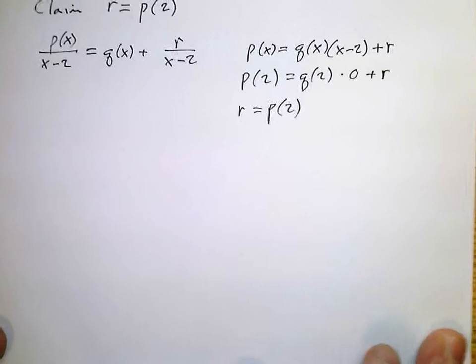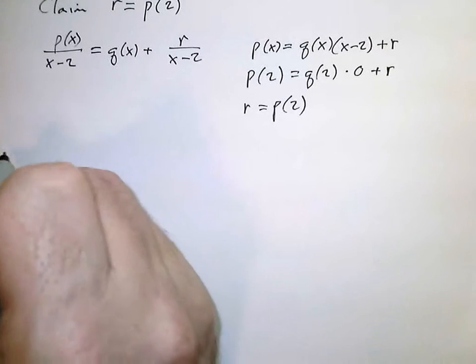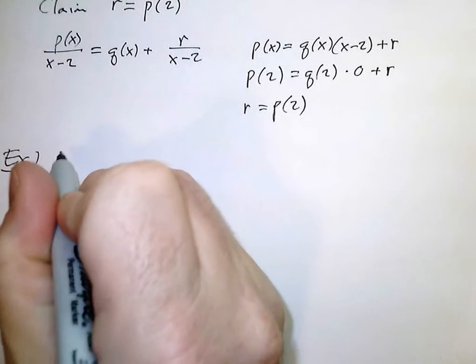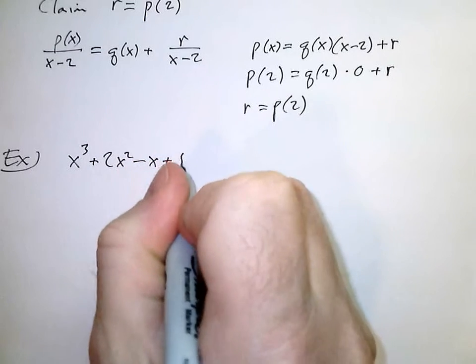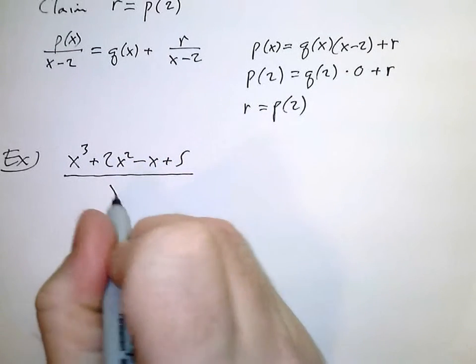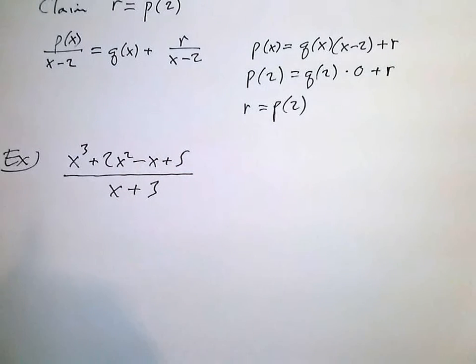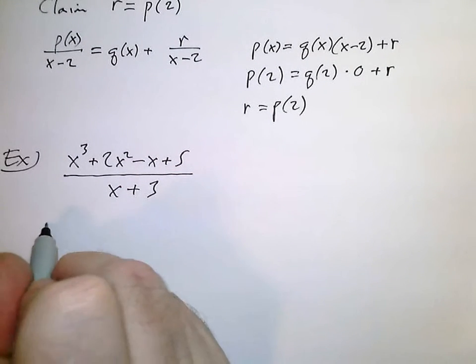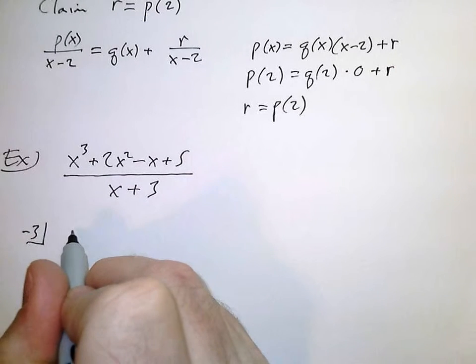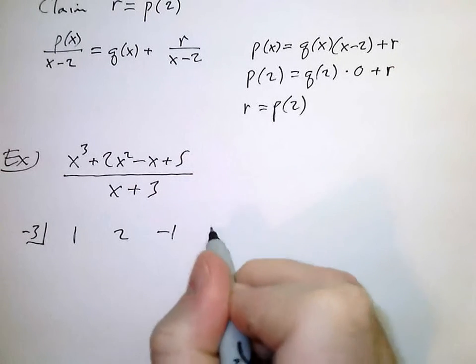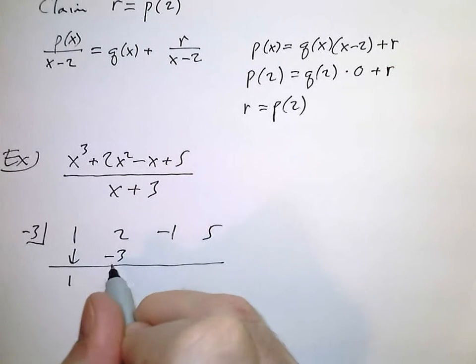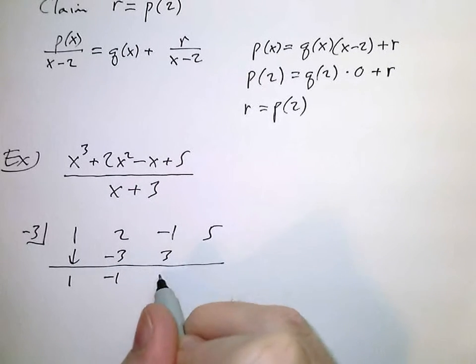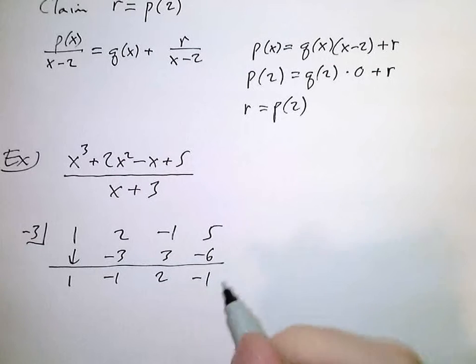Now it's a little bit different if you have x plus a constant in the denominator. So let's do an example like that. Let's say I have something maybe quite simple. x cubed plus 2x squared minus x plus 5. And down here I have x plus 3. Then I'm going to have negative 3 here. I have 1, 2, negative 1, 5. So the 1 comes down, I have 1. Negative 3, negative 1, 3, 2, negative 6, negative 1.